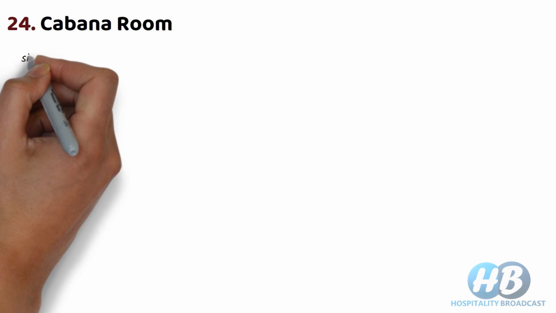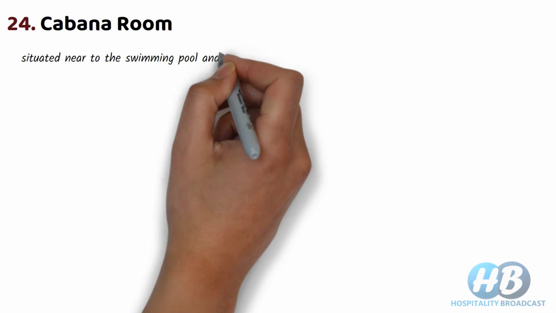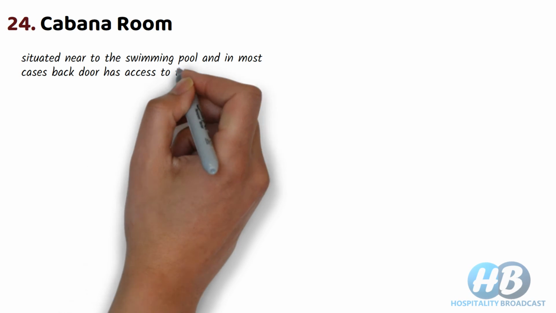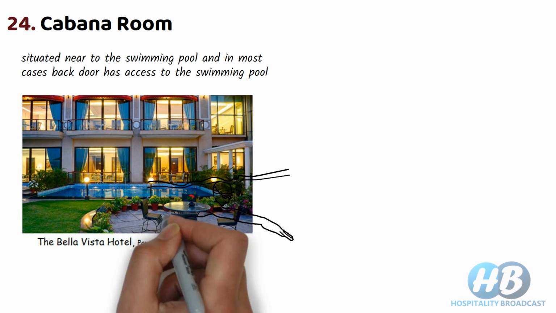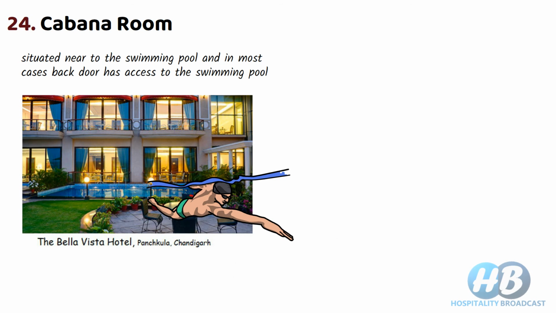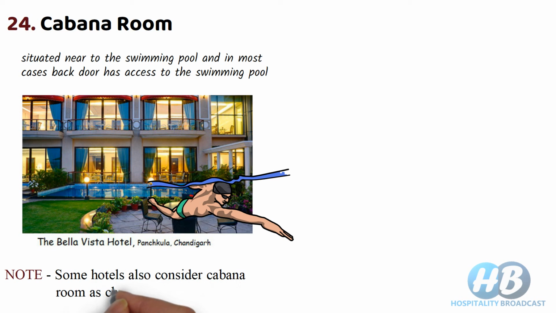Cabana rooms. These rooms are situated near to the swimming pool, and in most cases, the back door has access to the swimming pool. This room is best for water lovers. Some hotels also provide private swimming pools. Some hotels also consider cabana rooms as changing rooms, not a bedroom. It may not have a bed. It faces water bodies such as sea beach or swimming pool.